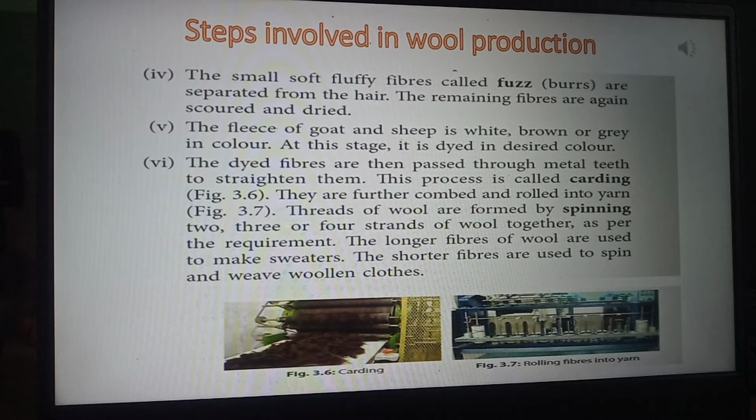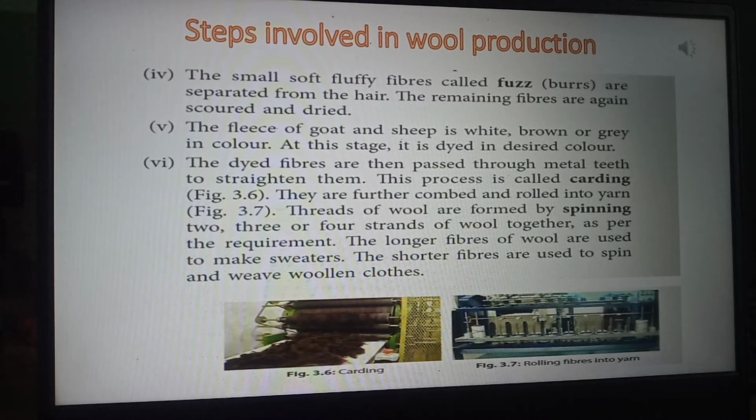I will repeat this point. After scouring, hair are graded and sorted, they are separated according to different texture. After separation, there remain the small soft fluffy fibers. These small soft fluffy fibers called fuzz are also removed, separated from the hair. After separating them, the remaining fibers are again scoured and dried. Means they are again washed and dried. I hope I am clear.